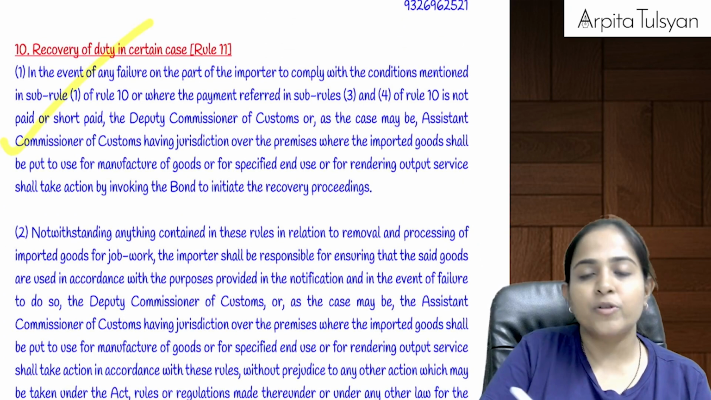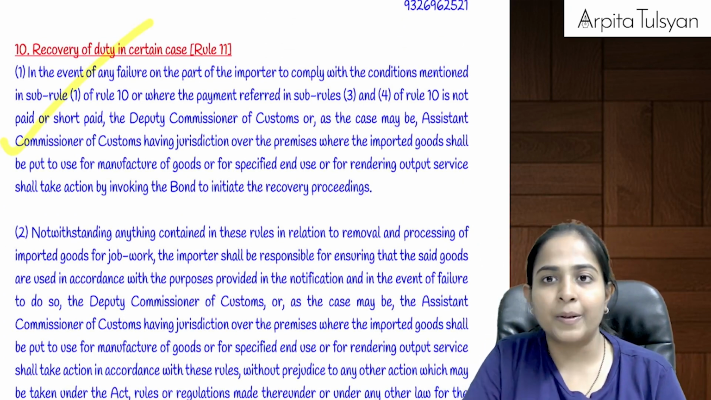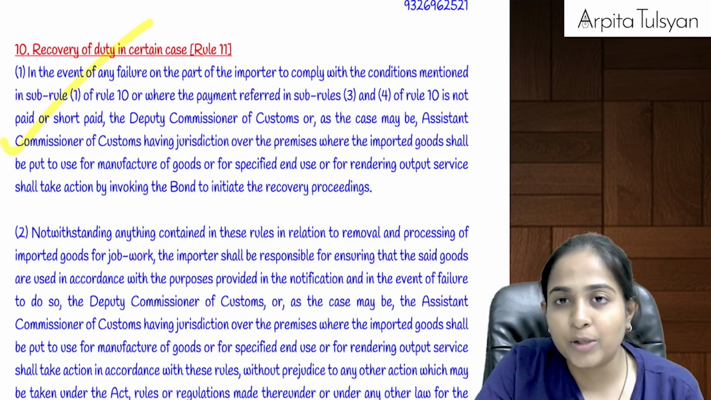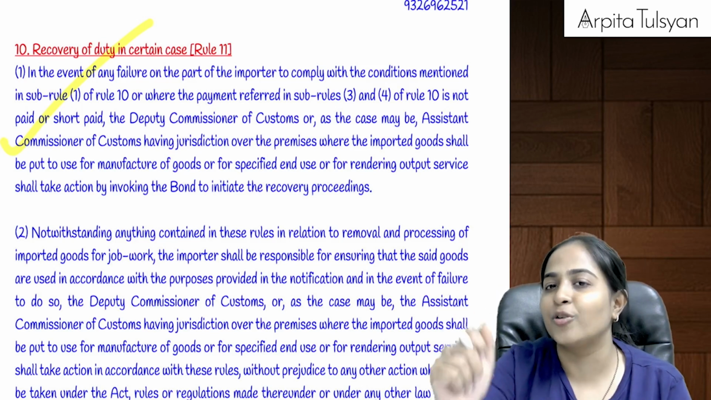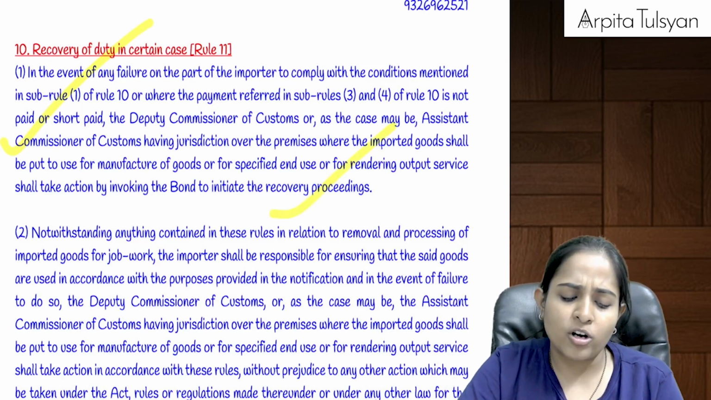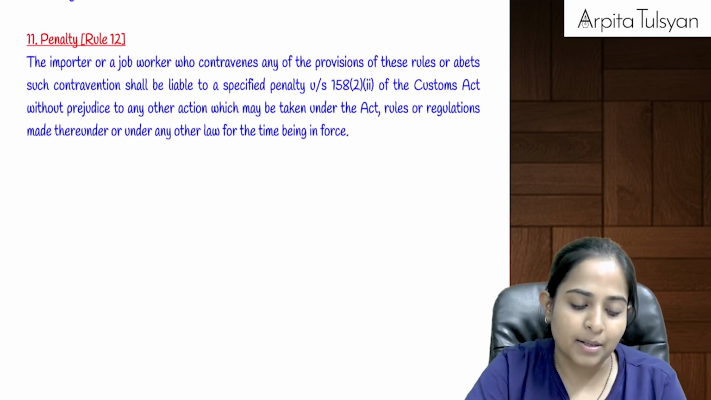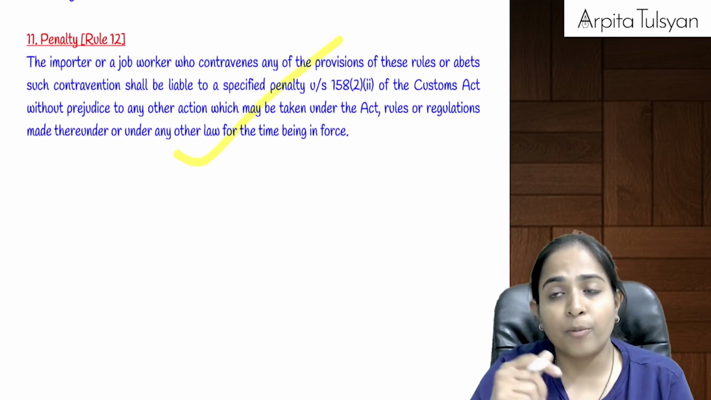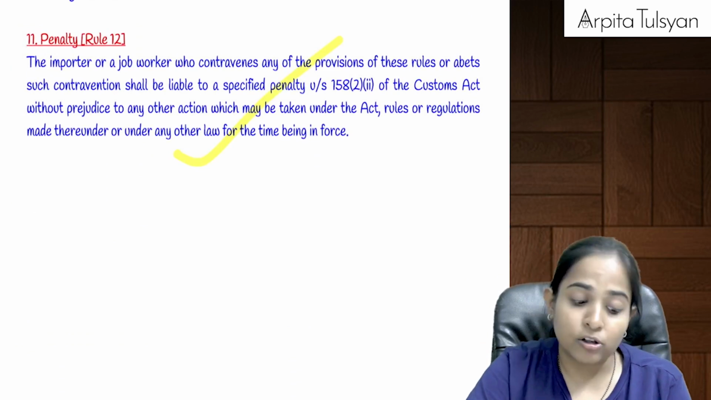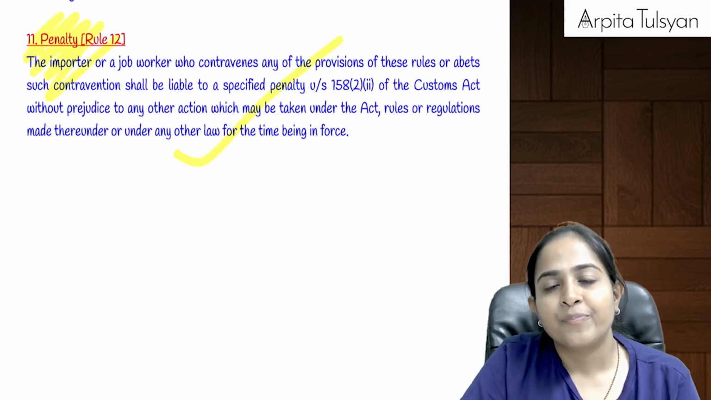Okay, and suppose I fail to follow the rules of that particular notification, then anyway the jurisdictional customs officer has the bond available with him, so he will invoke that particular bond and realize the money from there. So I will have to pay the tax also, I will have to pay the interest also, plus I will be liable for some penalty also. Are you clear with this?